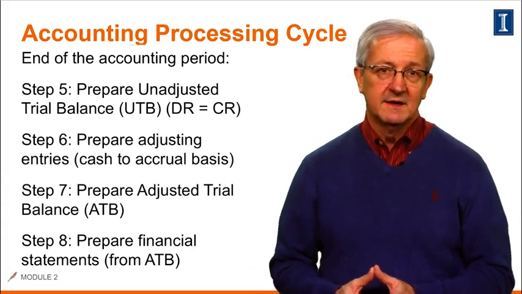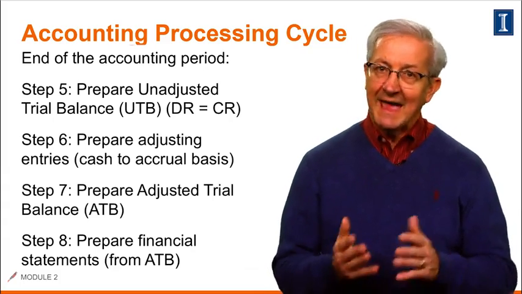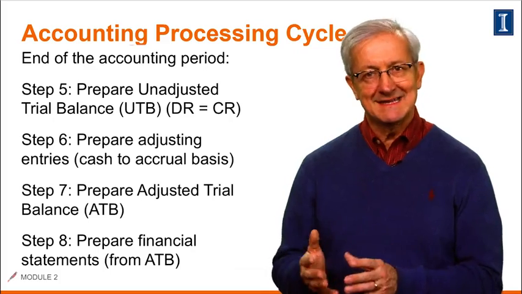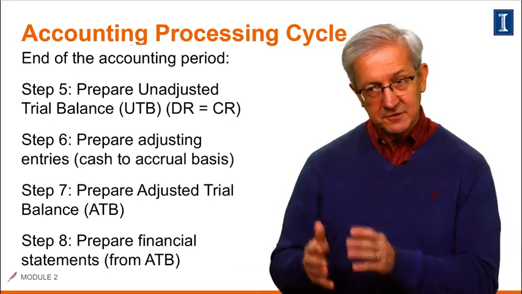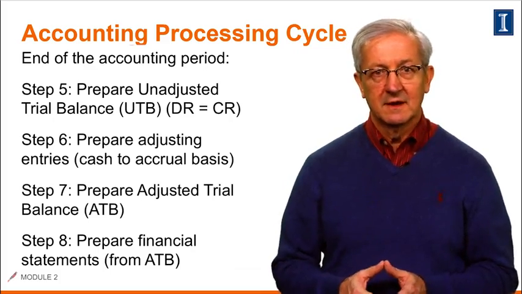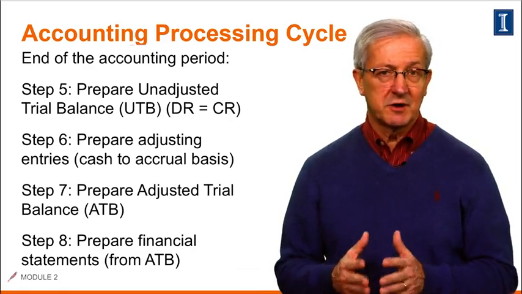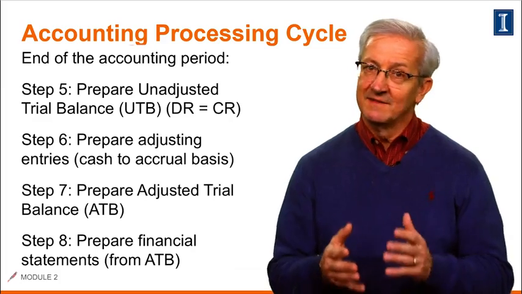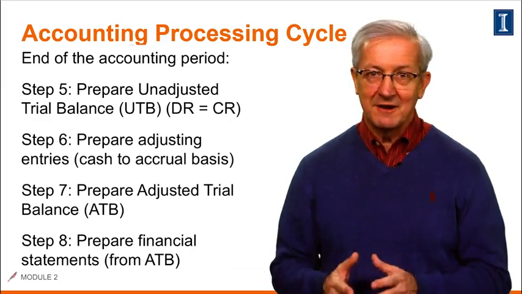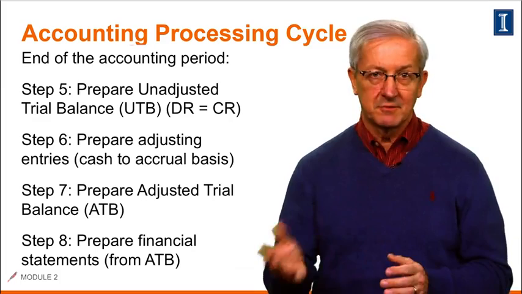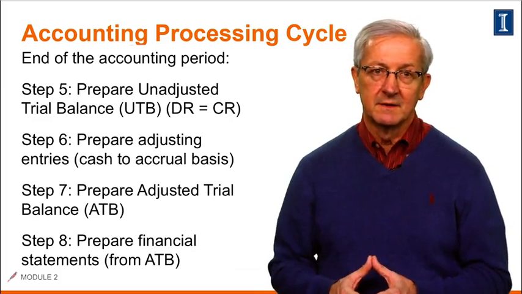Step 7 is prepare an adjusted trial balance. After the adjustments, you prepare an ATB. Again, verifying that your debits equal your credits. And lastly, step 8 in this section is to prepare your financial statements. Keep in mind, that's what this course is all about, preparing and understanding these financial statements. Remember those from last week's module, hopefully.